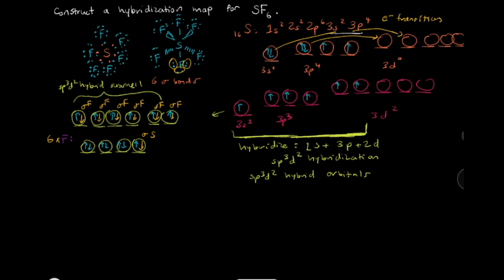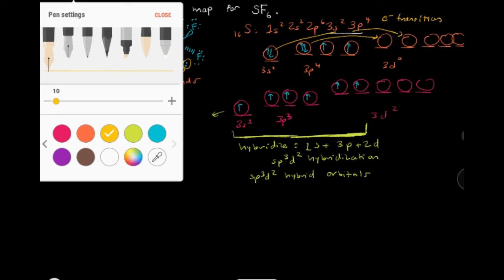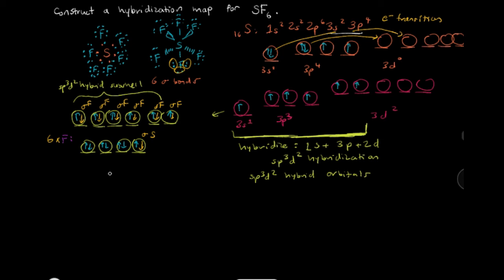Now I'm going to draw the hybridization map, and we're going to draw this in terms of the octahedral structure because we have 6 electron groups. Remember that we said that in this case there are 6 bonding electron groups, 0 lone pairs, and 6 electron groups, which is going to be octahedral, as we showed here.